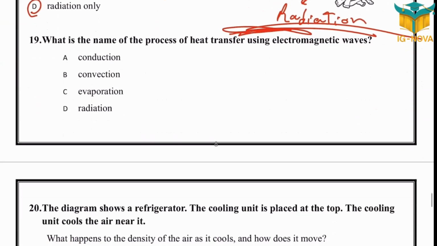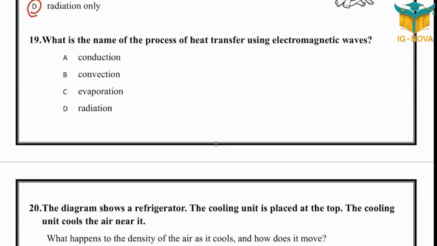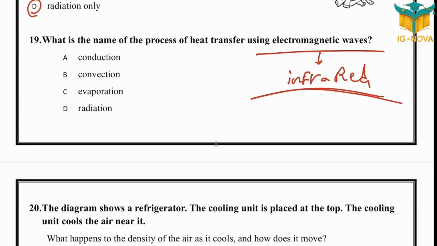Question 19. What is the name of the process by which heat is transferred using electromagnetic waves? Electromagnetic waves, one of them is infrared radiation, which is how the heat comes from the sun. So it must be radiation. So, space.